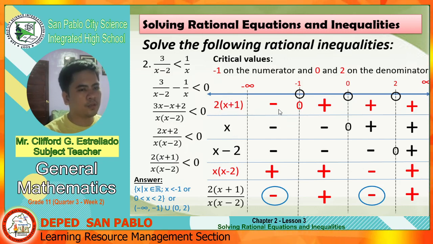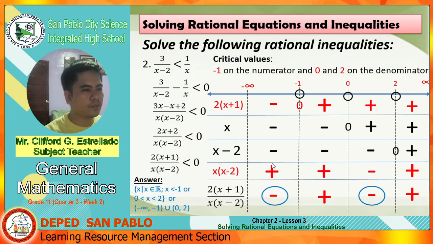Okay? So, if we locate 0, so 0 is at negative 1. Okay? So, before it, negative. After it, positive. Then, we have x. Okay? So, x, 0 is located on the critical value, which is 0. So, before 0, we have negative. After 0, we have positive. Next, we have x minus 2. So, the critical value is on positive 2. So, before 2, we have negative. And after 2, we have positive.